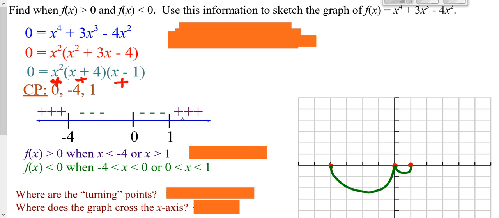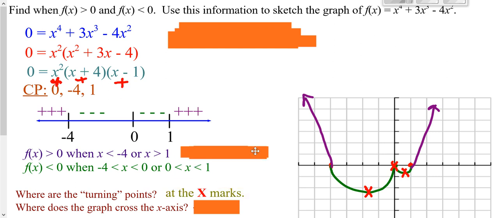Now, to the right of 1, we know we're above the axis, so to the right of 1, we know we got to be up here. To the left of negative 4, we know we got to be positive, so that means we're up here. So that's your basic sketch of your graph. We know where it's positive and where it's negative. Now, your turning points are kind of where it switches from going down to going up. So that would be about here. It switches here, and then it would switch here. So that would be our turning points. We also know from our work where we cross the x-axis, which are at these spots.